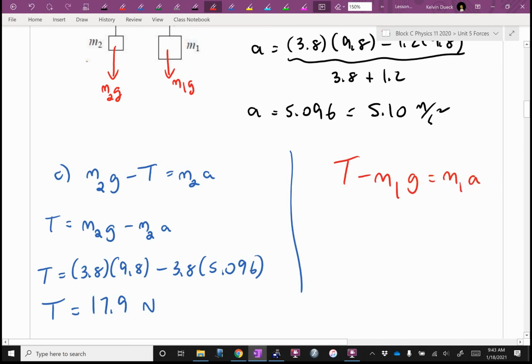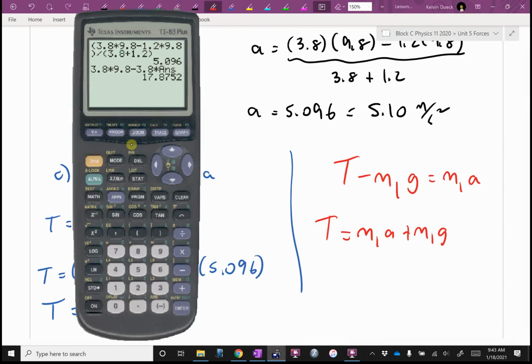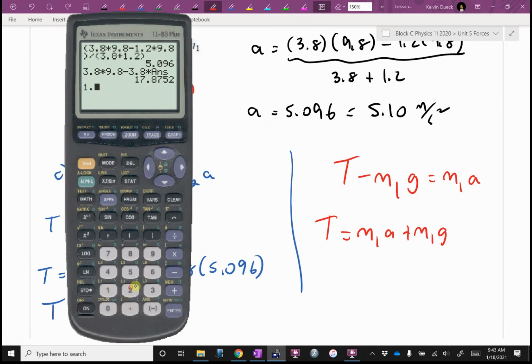Claire, how would I get that T by itself? I minus the M1G over? I think I'd add the M1G. So T equals M1A plus M1G. Notice if I do that, I get 1.2 times 5.096 plus 1.2 times 9.8. And I get bang on exactly the same to 6 sig figs of accuracy. Doesn't matter which one you use. Same diff. Use whichever one is least cluttered. Here it's a cluttered tie, so who cares?